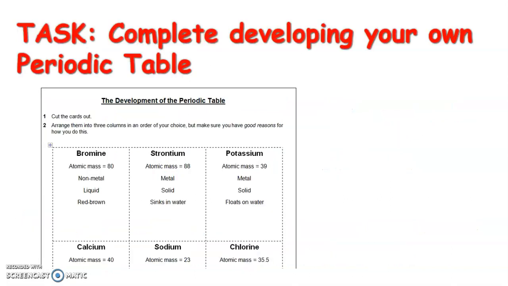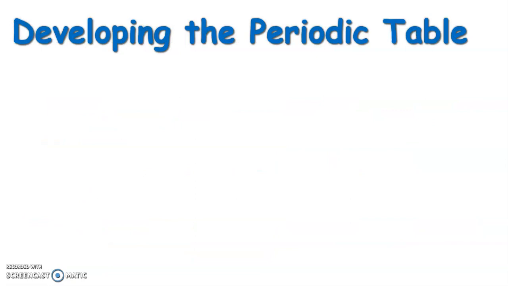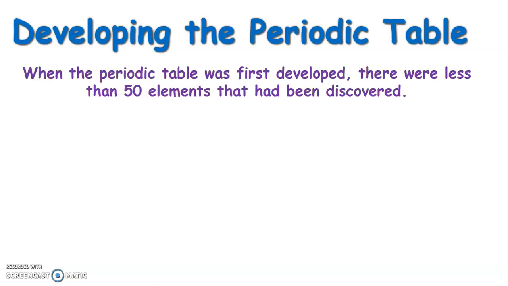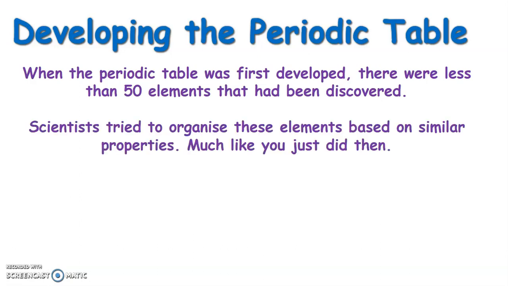So, in terms of how the periodic table was developed, there were various stages in this. It didn't happen overnight, and it wasn't an easy process or a simple process. But to get to the point we've got to now, there were various things happened. When it was first developed, there were less than 50 elements being discovered. Obviously, elements are still being discovered now, and going back a long time, far fewer had been discovered than there are now.